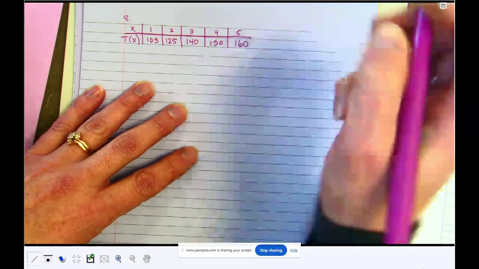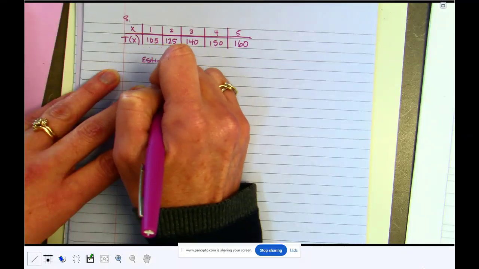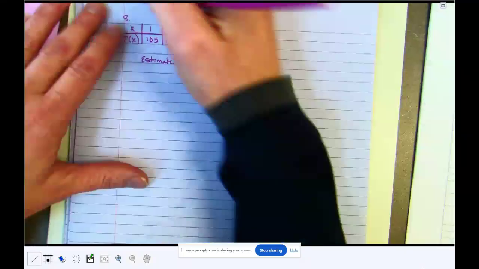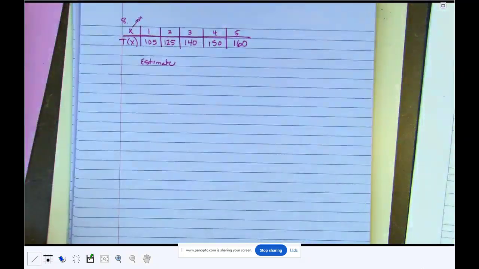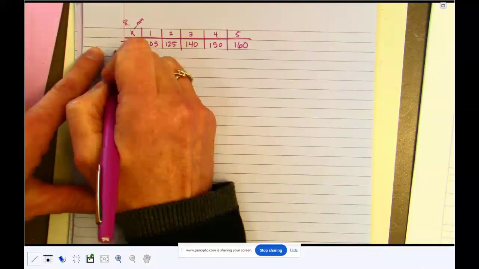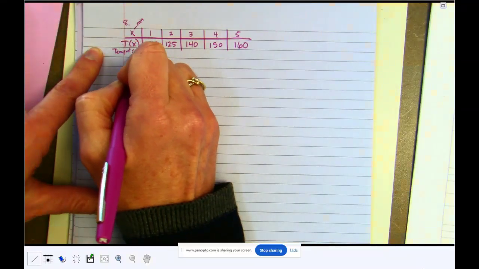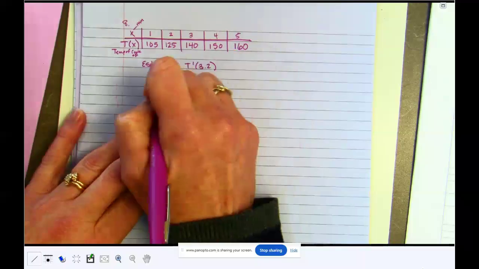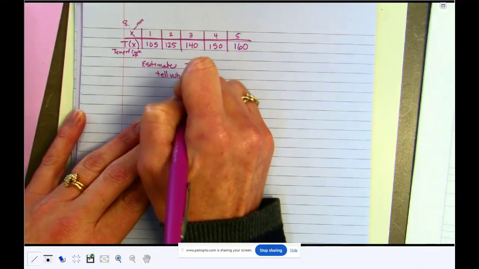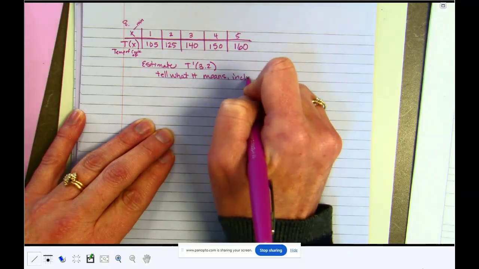Okay, so what I would like you to find is to estimate. Okay, so let me give you more context. This is minutes because you don't cook cookies for seconds and you don't cook cookies for hours. So this would be the temperature of the cookies in degrees Fahrenheit per minute. So I want you to estimate T prime of 3.2 and then tell me what it means. Include the units.